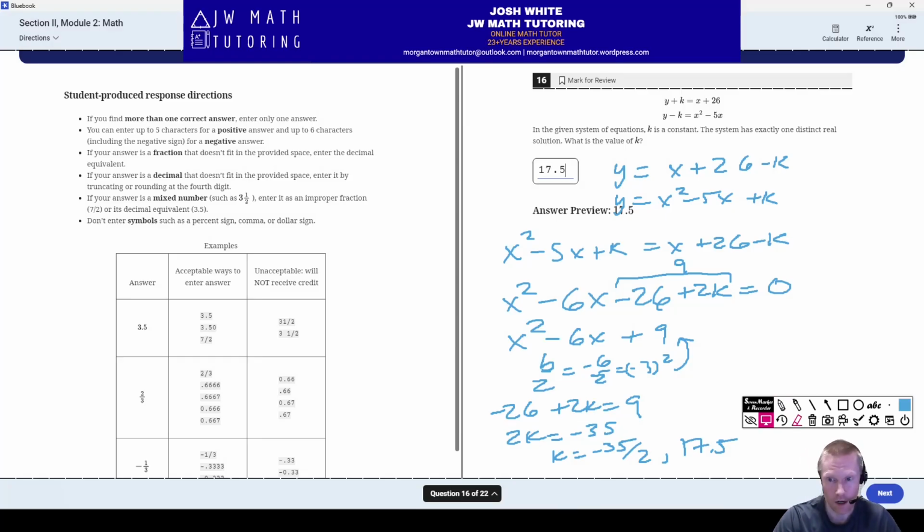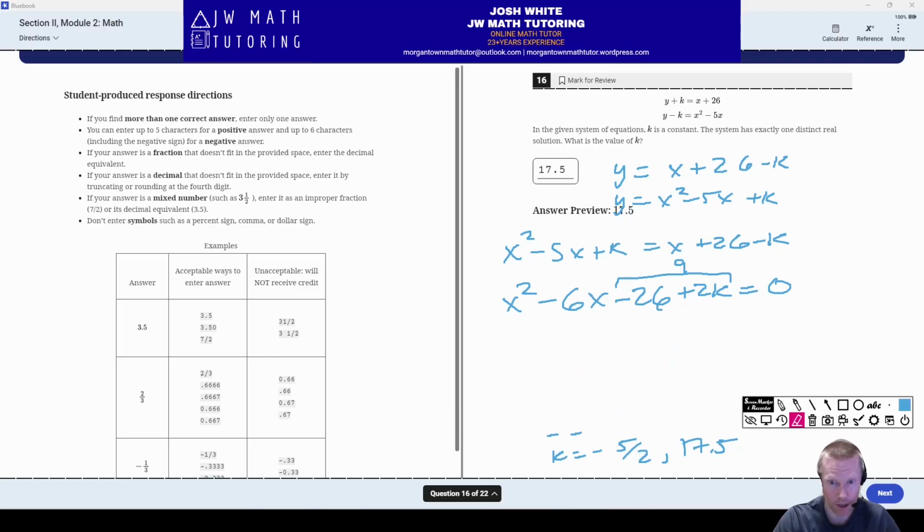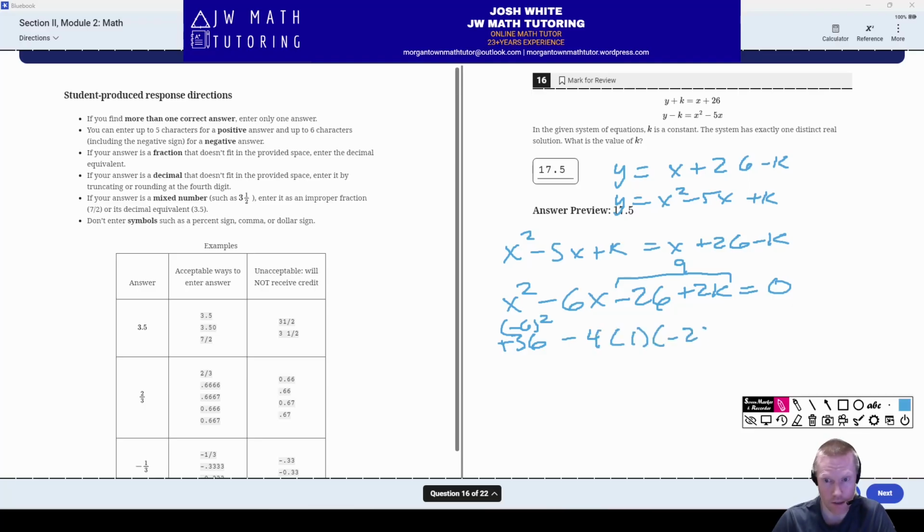However, if you did not recognize that, that's fine. What you would then probably do is you would say, okay, I need the discriminant of this quadratic equation to equal 0. That's what's going to give me one real solution. So the discriminant is just going to be b squared, which is, well, it's going to be plus 36. It's technically negative 6 squared, minus 4 times a times c.